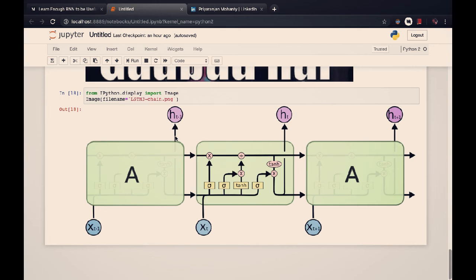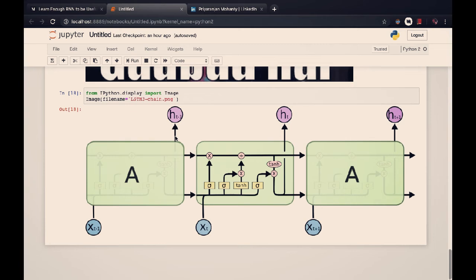Okay, so what is LSTM now? LSTMs are a special kind of RNN that are capable of learning long-term dependencies. That was the problem with the traditional RNN, that it has a short-term memory. So LSTMs are able to learn the long-term things.